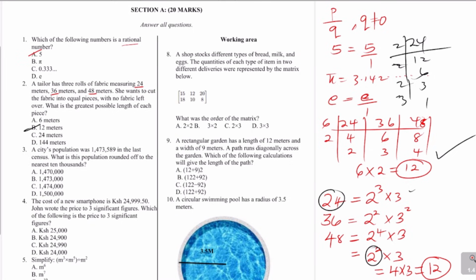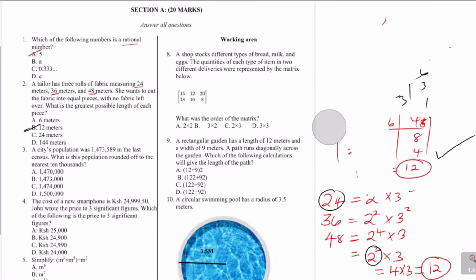We go to number 3. A city's population was given as 1,473,589 in the last census. What is this population rounded off to the nearest 10,000? Population rounded off to the nearest 10,000. So how do we go about that?